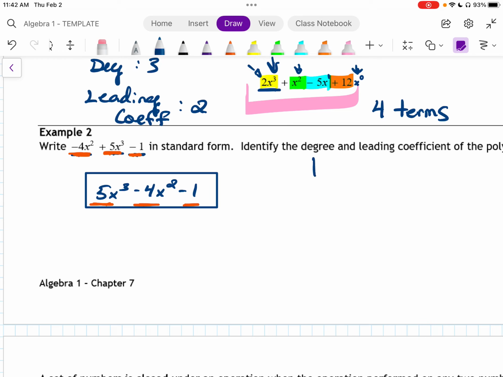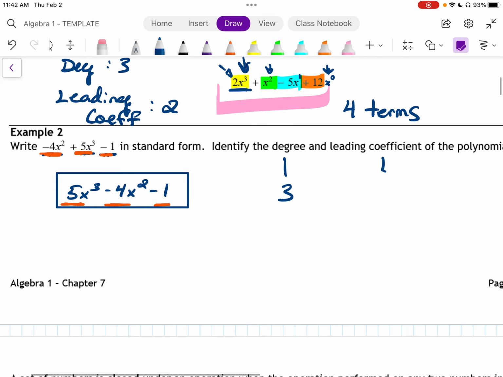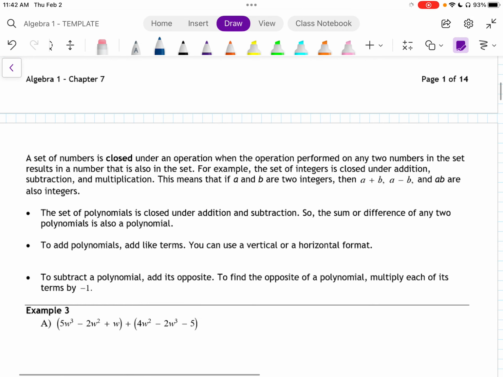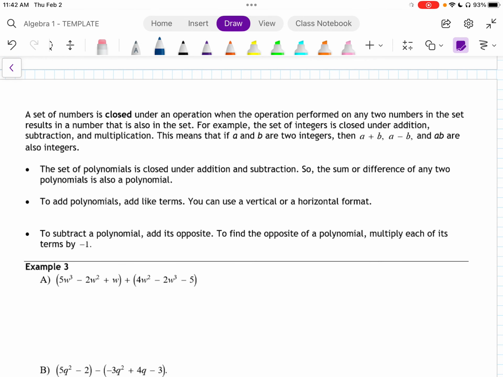And then we want the degree. The degree is 3. That's the biggest exponent. And then the leading coefficient, it is 5. That's the very first number that we see. And that's that. All right, next up. We're going to be looking at adding and subtracting them.